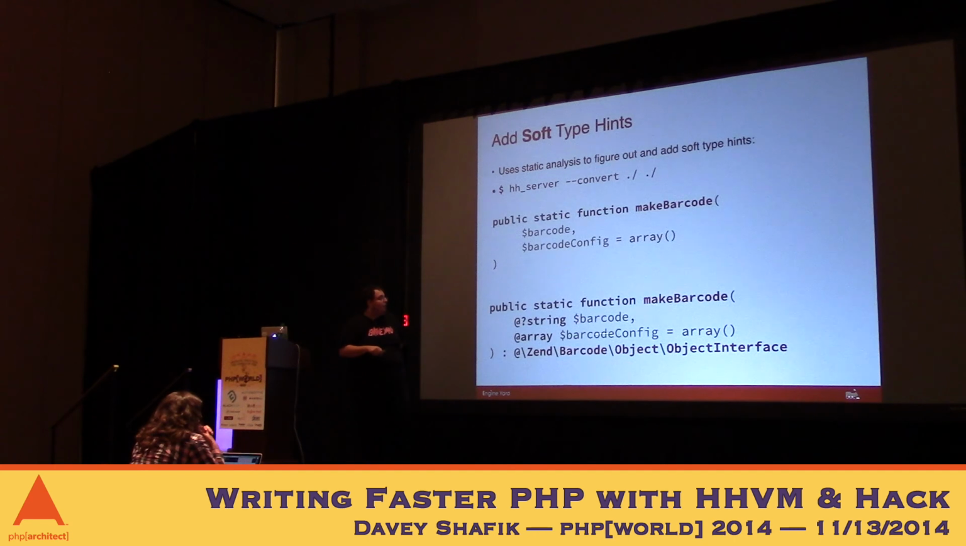We definitely know, or pretty confidently know, that barcode config should be an array, because we've already typed, or sort of got a default in there. So @array, and then because we do have a return somewhere inside the body of that function, it's also got a soft type hint on the return. Okay, so this is the kind of stuff that it'll do.